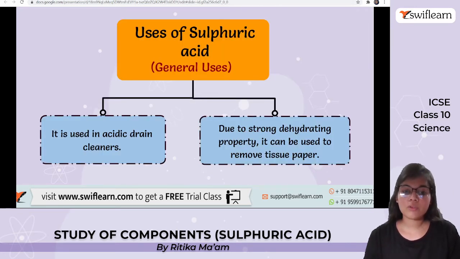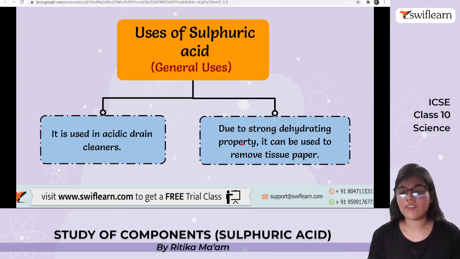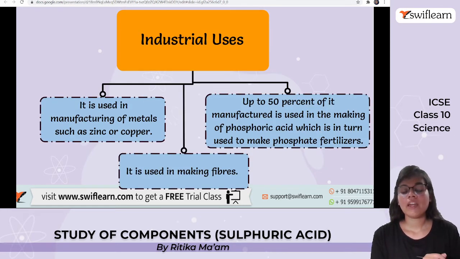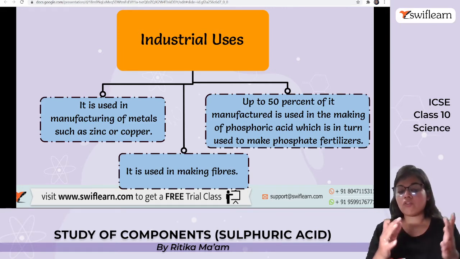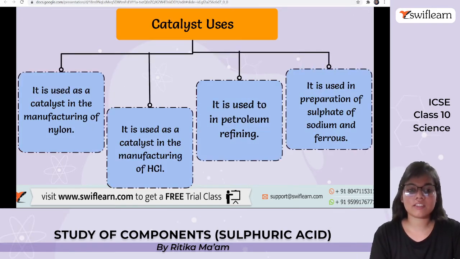Some of the general uses of this acid: it is used in acidic drain cleaners. It is also used to remove tissue paper because of its dehydrating property. It is used in industries to manufacture metals such as zinc and copper. It is used to make fiber, and 50% of it is manufactured into phosphoric acid. That phosphoric acid is used to make phosphate fertilizers.